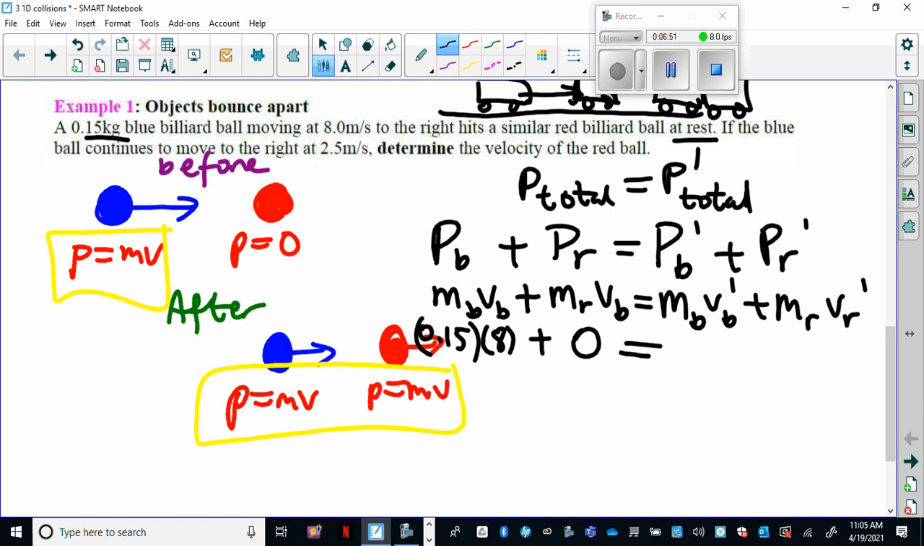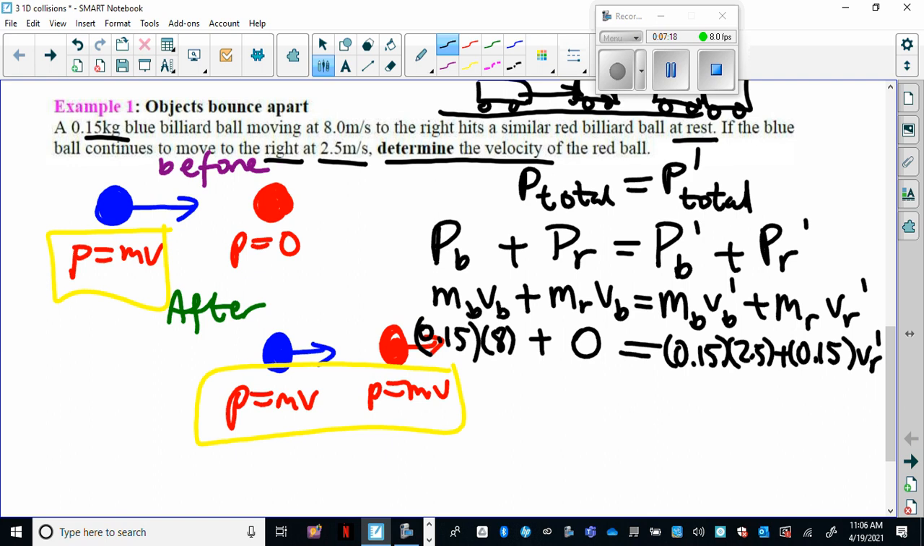And then the mass of the blue ball after, it's obviously not changing mass, and it is going 2.5 still to the right, so this is still going to be positive, plus the mass of the red ball times VR prime, which is what I'm solving for, the velocity of the red ball. Okay, and then just do the math, solve for VR.